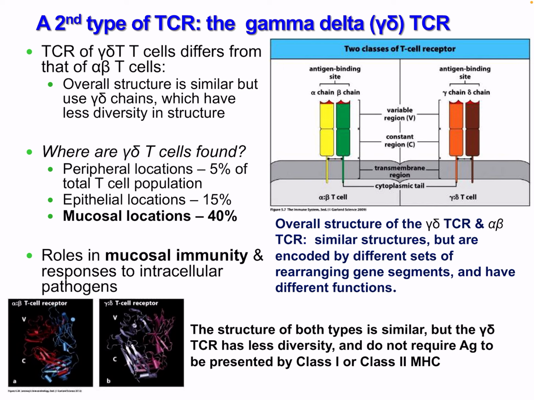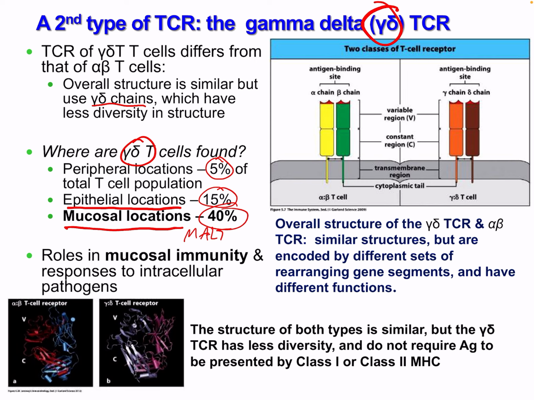So we have a second type of T cell receptor, the gamma delta. T cell receptors of gamma delta T cells differ from the alpha beta. The overall structure is similar, but they use gamma delta chains, which have less diversity in structure. These gamma delta T cells are found in peripheral locations, which account for 5% of the total T cell population. They are in epithelial locations, which account for 15%, and in mucosal locations, it accounts for 40%. So they're mainly in mucosal tissues, like we said, the MALT. They play a role in mucosal immunity and response to intracellular pathogens.